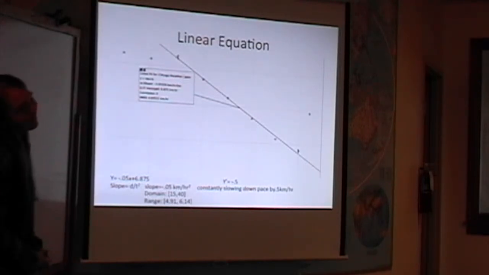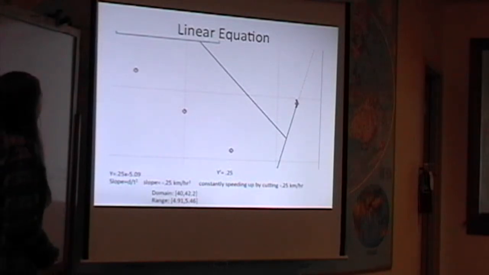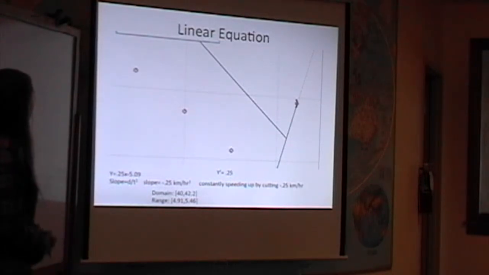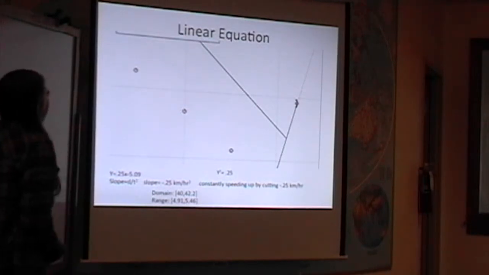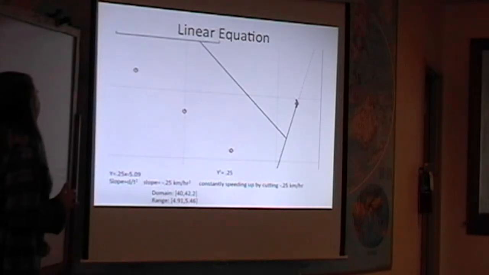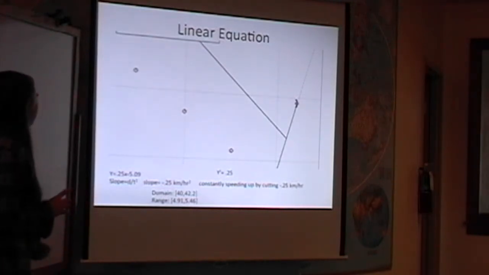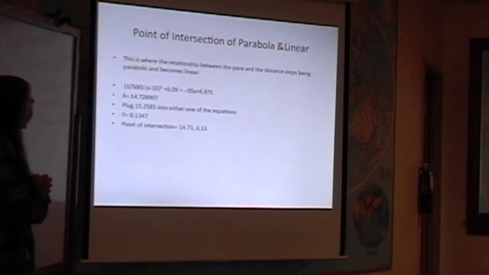Next slide. Okay, and then the last part is the linear equation 0.25x minus 5.09, so they're constantly speeding up by 0.25 kilometers per hour. And the domain would be 40 to 42.2, and then the range would be 4.91 to 5.46. So like that last stretch of 2.2 kilometers, they're speeding up. So we can finish nice.